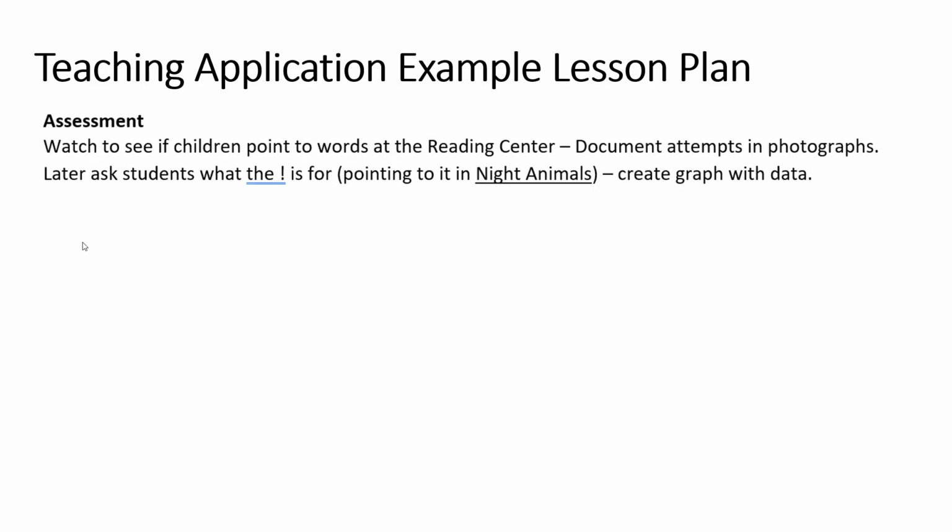The last part of the lesson is the assessment. Now for assessment, what we're going to do in preschool is a technique called documentation. So here's an example of what that would look like. This is a plan for documentation.